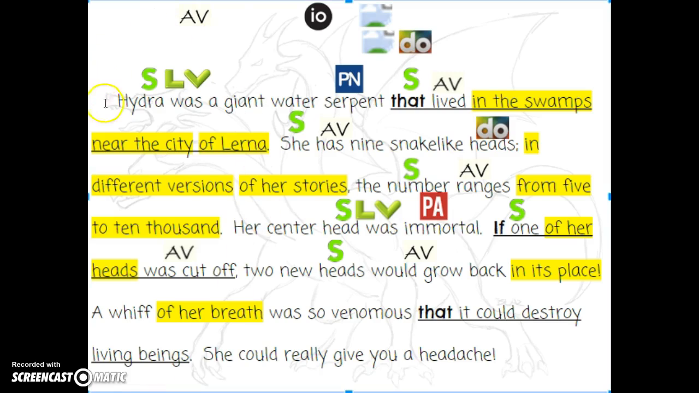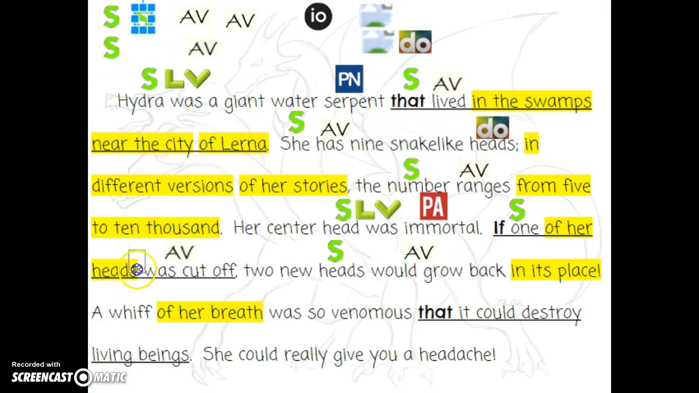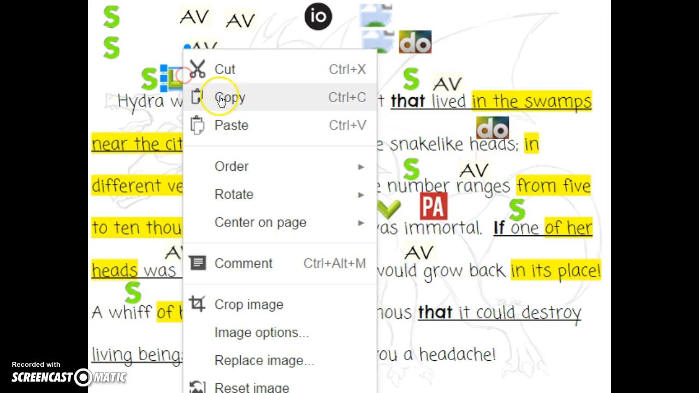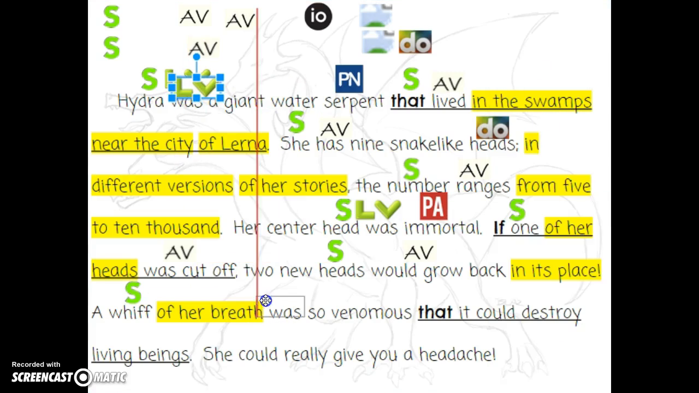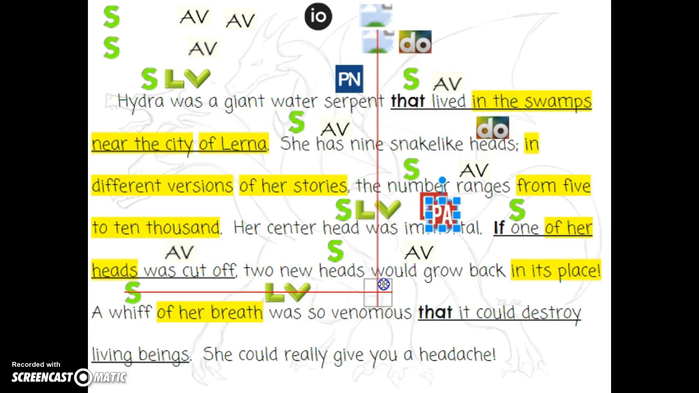So my subject is whiff, a whiff. What about the whiff? What is the whiff doing? The whiff was. I know that's a linking verb. I memorized it on my list. Am, is, are, was, were. So was is a linking verb. What describes or renames that whiff? It was venomous. That's going to be a predicate adjective. It's describing it. If I'm not sure, I could put the in front of it. The venomous doesn't work. If it said the venom, that would be okay, but it doesn't say that.